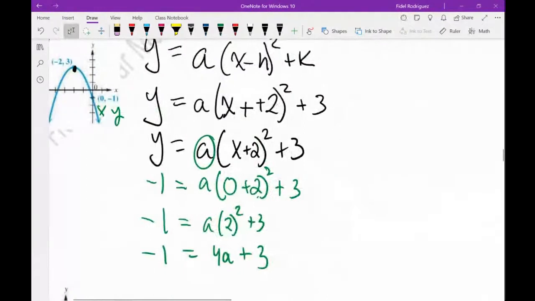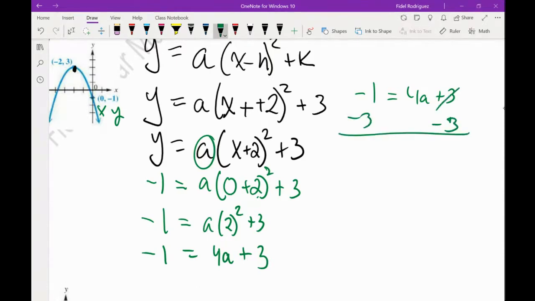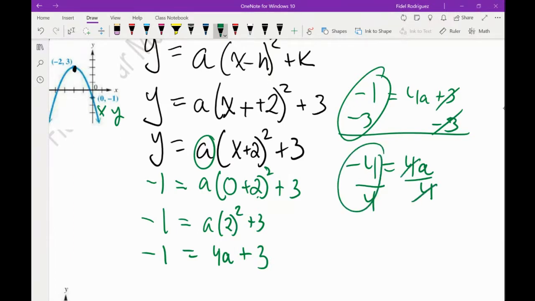Okay. Let me write it up here at the top. -1 equals 4a plus 3. I'm going to minus 3 on both sides. So -1 minus 3 is -4 equals 4a. Then we can divide both sides by 4. And -4 divided by 4 is -1.